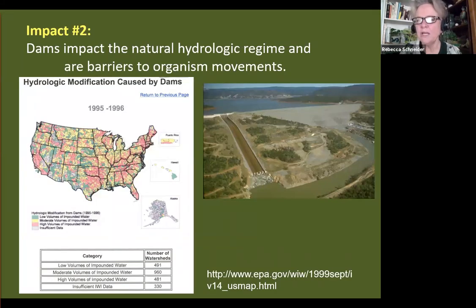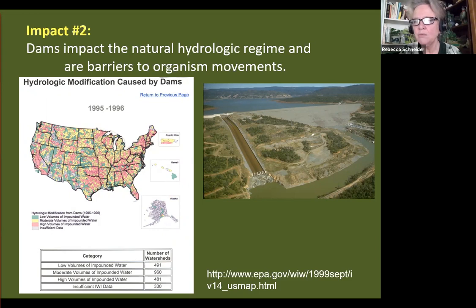Impact number 2 is dams. The dams impact the natural hydrologic regime, and they are barriers to organisms like fish that want to move up and down the stream. There are about 75,000 dams in the United States that are taller than 25 feet. And if you include all dams, there's several million of them.